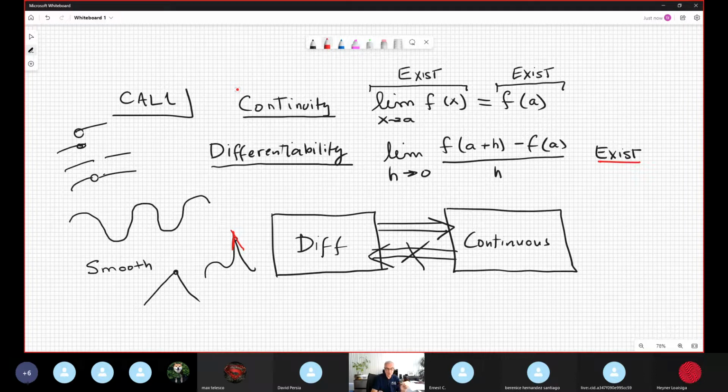Okay? There are a lot of examples of functions that are continuous and not differentiable. Okay? So differentiable is the strongest. And so let's move on to the, you remember that, right?